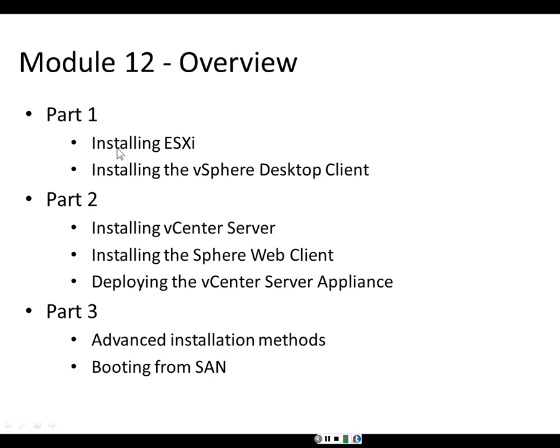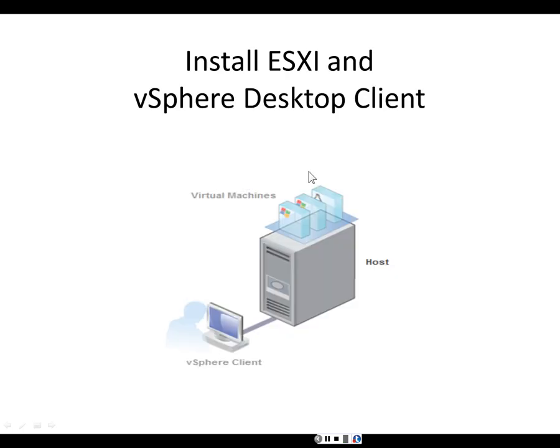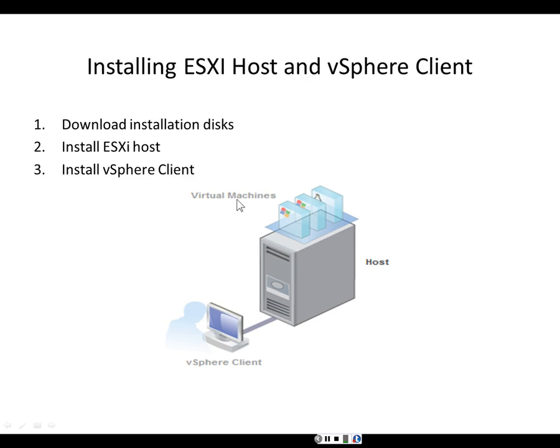So let's do Part 1, installing ESXi and installing the vSphere desktop client. You install ESXi on the big host computer, and you install the vSphere desktop client on your workstation in your office so you can remotely connect to that host computer and then create virtual machines on that host computer. So we have three main steps. 1, download the installation disks. 2, install ESXi on our big host computer, and then install the vSphere desktop client on our workstation.